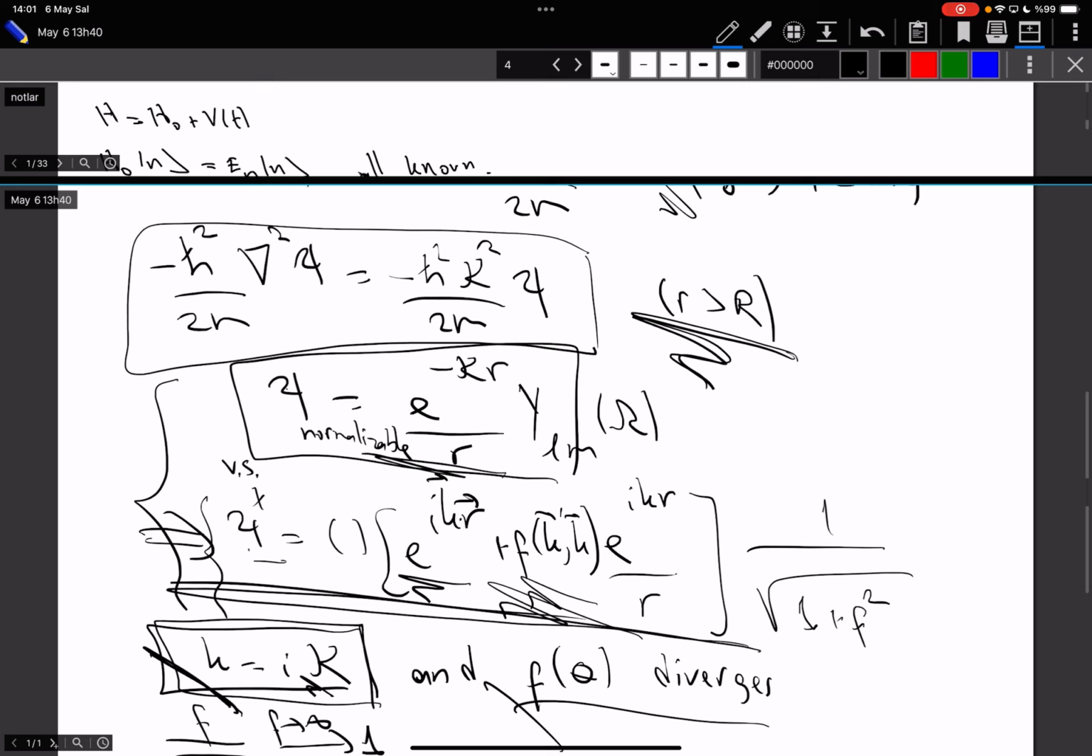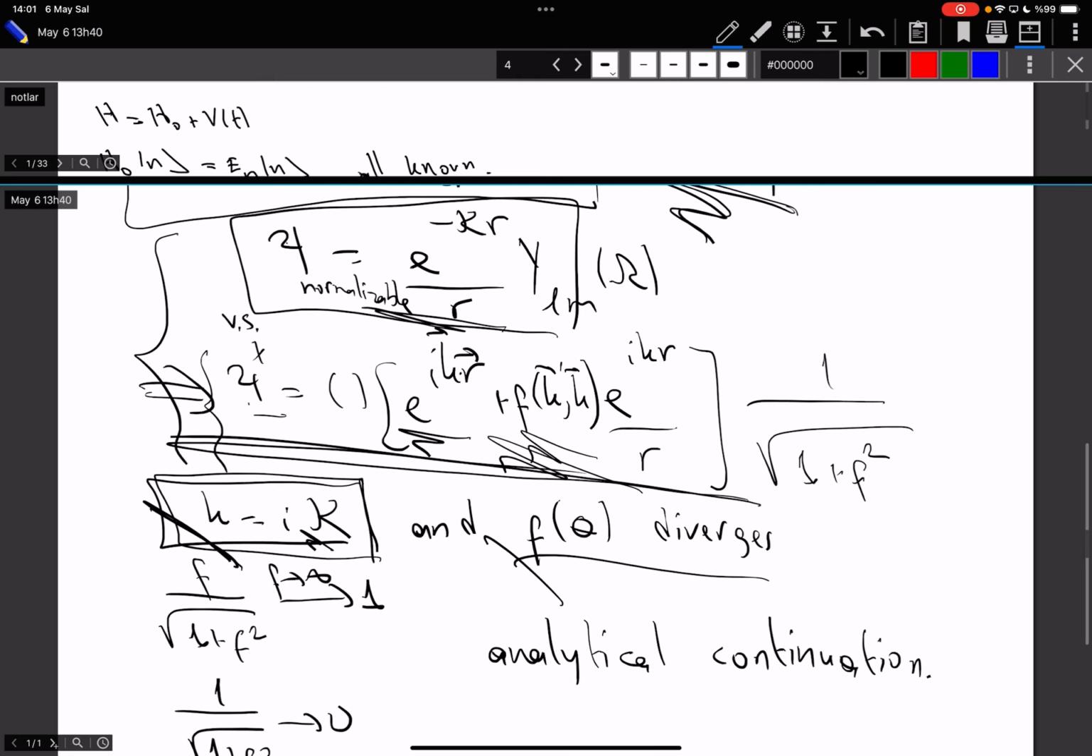So I have to get rid of them. If I would like to somehow relate these two solutions, I have to also get rid of that e to power ikr term. How can I do that? Well, if f goes to infinity, f_k' k, that basically tells me that the plane wave solution is not actually there. So that is my second requirement.